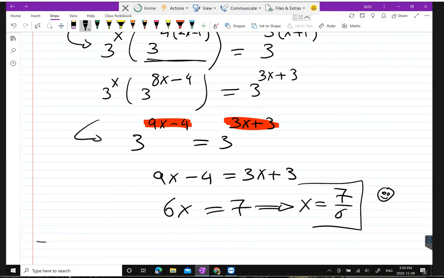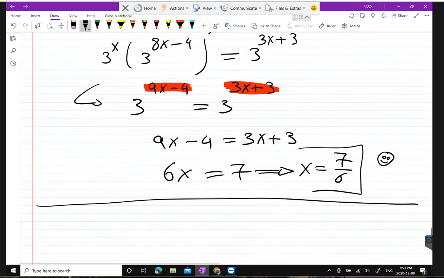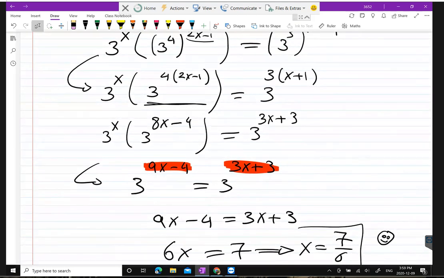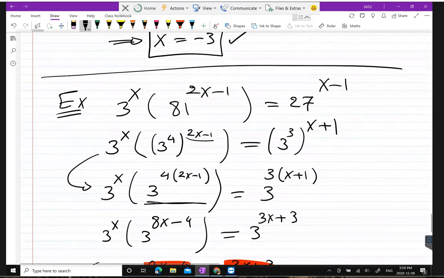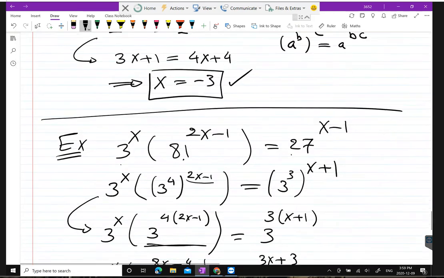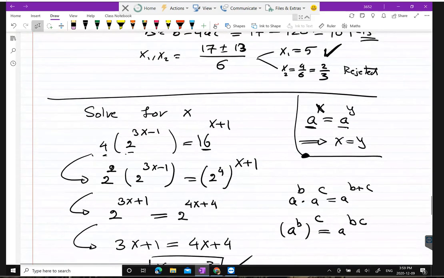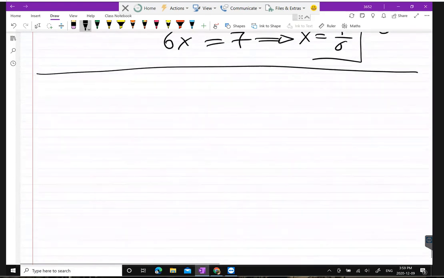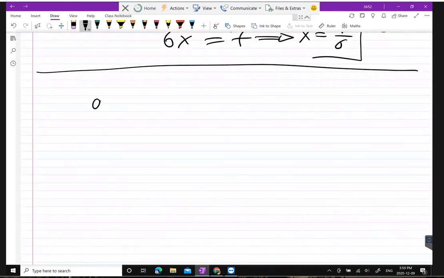Okay, the last example that I would like to talk about is when maybe it is impossible to make them in the same base, right? 3, 81, 27, that's fine. Here, 4, 2, 16, that's perfect. But sometimes it is not the case. For example, 9 to the power of x is equal to 5 to the power of 2x plus 1. How can I solve this kind of problem? That one is not really difficult too.